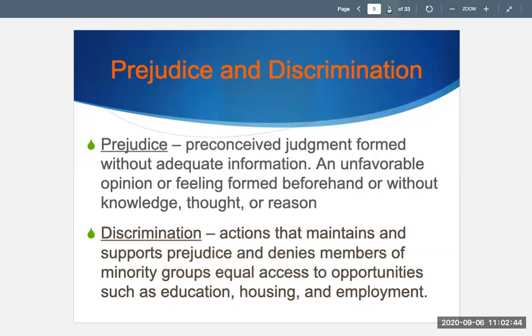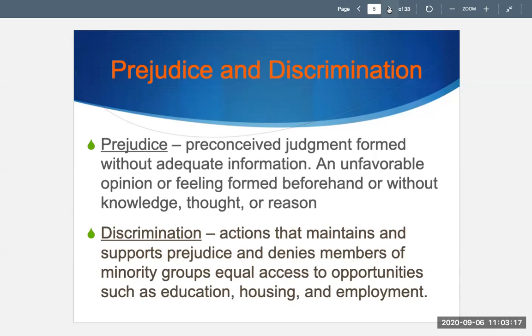And this is a preconceived judgment formed without adequate information, an unfavorable opinion or feeling formed beforehand or without knowledge, thought, or reason. And then discrimination is actions that maintain and support prejudice and deny members of minority groups equal access to opportunities such as education, housing, and employment. So I think you can begin to see where the two concepts begin to sort of intersect with each other.